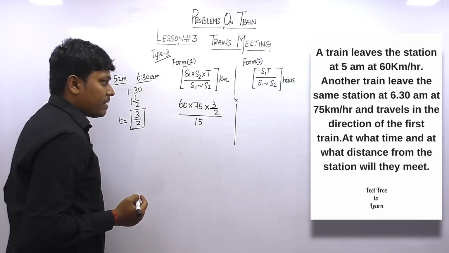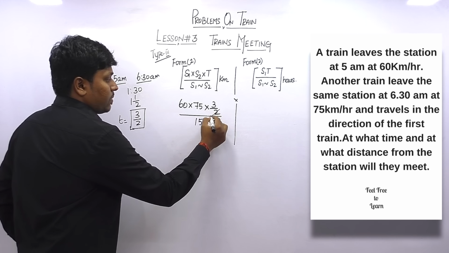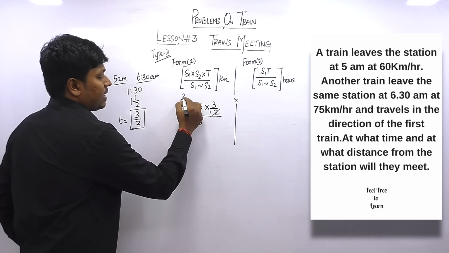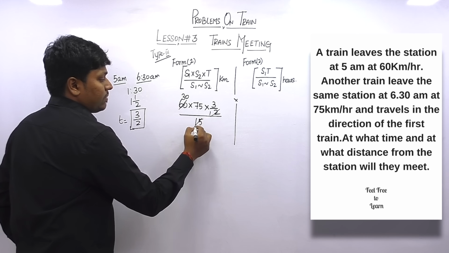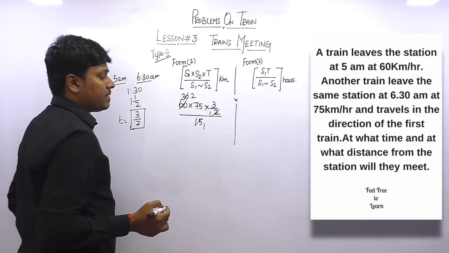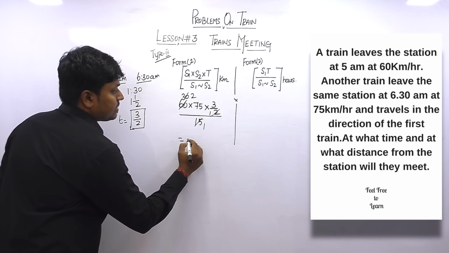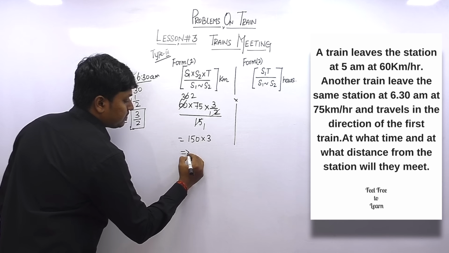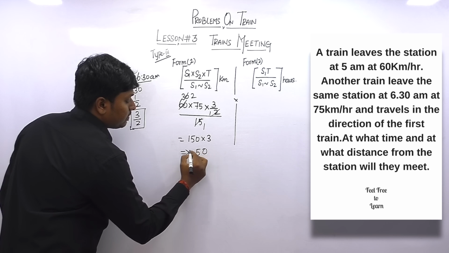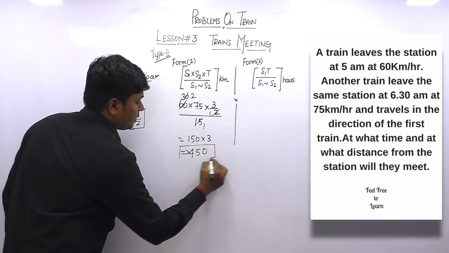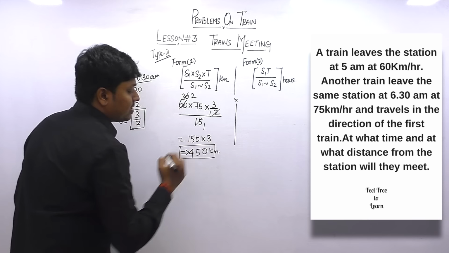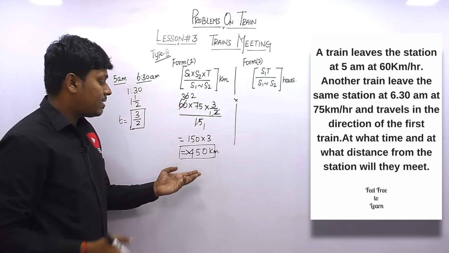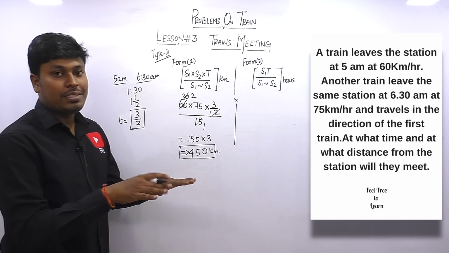So now we need to cancel this. So 1 2 is 2, 30 times we can cancel this. Similarly, 1 15 is 15, 2 15s are 30. So we can say that 75 into 2 will be 150. So 150 into 3, so 450. So the answer for this question, at what distance, right? We can say that at 450 km both the trains will meet.